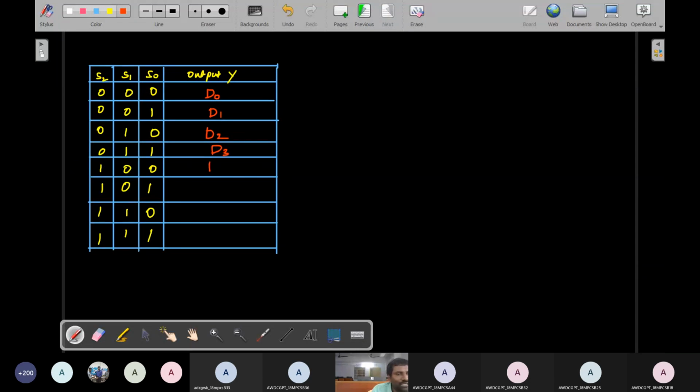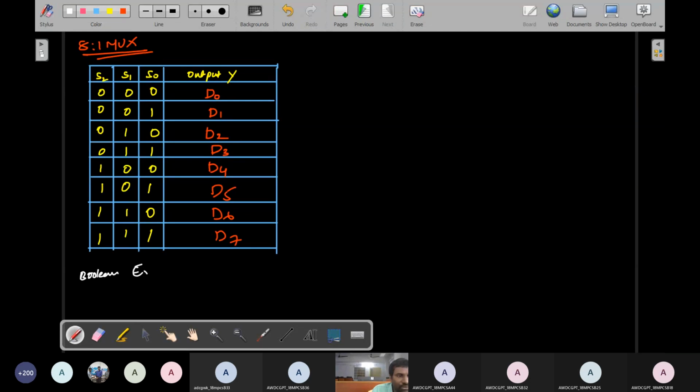Again 100 it will be D4, 101 is D5, 110 is D6, and finally 111 is D7. So this is the output of the 8:1 multiplexer. Understand? Now if you draw the truth table of this, this is the truth table. So first of all, find out the logic, the Boolean expression. So I'll write the Boolean expression.